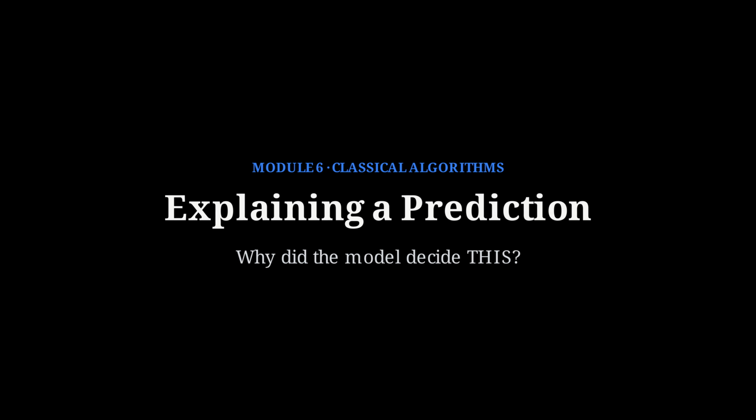Last lesson we asked which features matter to the model overall. Now we zoom all the way into a single person, and one single decision. Why did the model flag this exact applicant? Let's make it explain itself. These are two different questions.